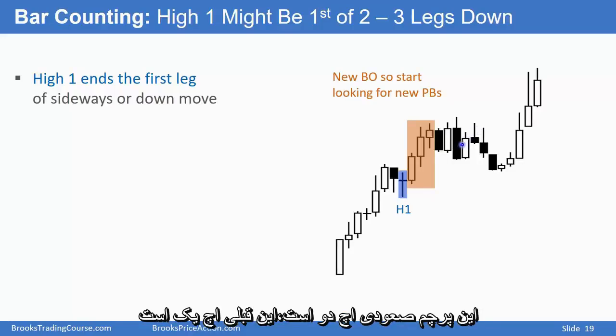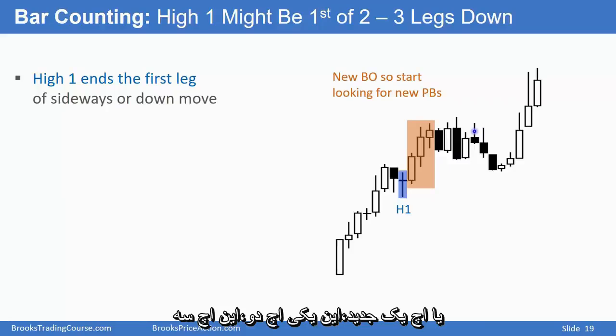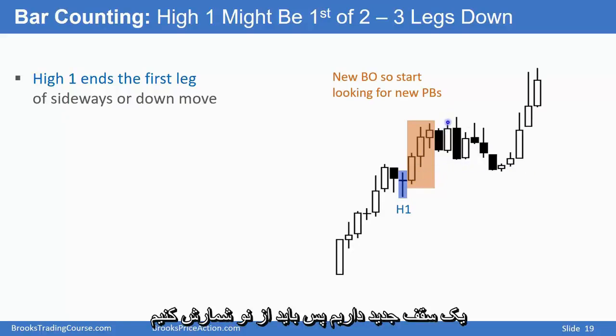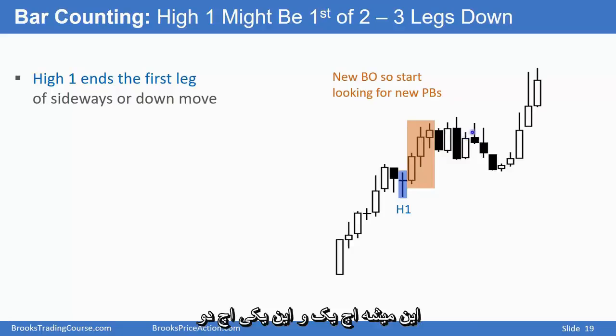You can call this a high 1 or new high 1. You can call it a high 2. You can call this a high 3. So 1 push down, 2 pushes down, 3 pushes down, a wedge bull flag. Or you can say, we got a new high, so let's start the count over again. This is a high 1, and that's a high 2.